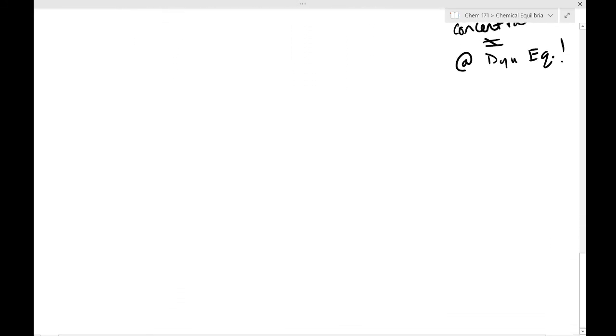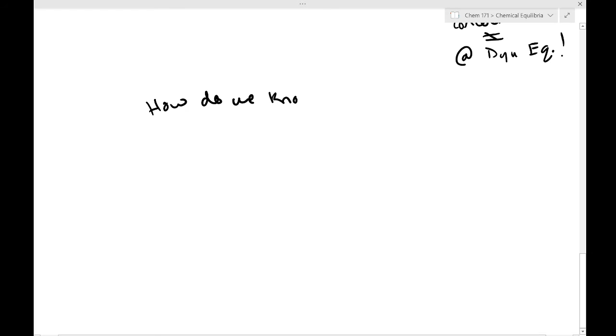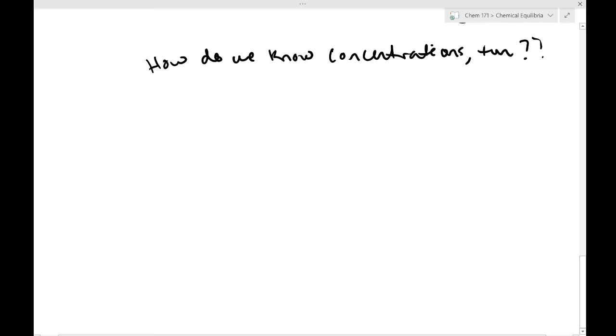So if we don't know that they're equal, how can we figure out their concentrations? I'll show you that. How do we know concentrations? How do we figure them out? We basically already have the tools to do this, and we learned them in the last chapter. Now recall an equilibrium.